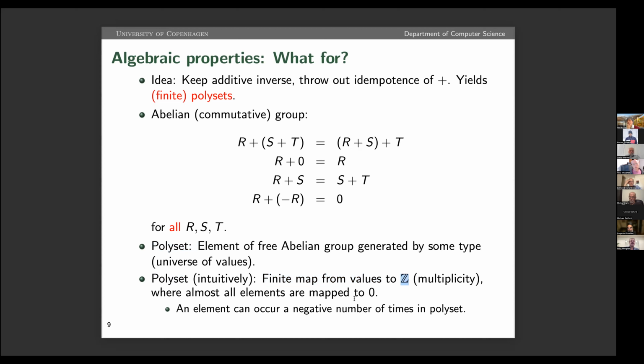And that now all of a sudden means that finite polysets are the ones that are finite in the sense that only a finite number of elements have non-zero multiplicity. And an element can occur in a polyset a negative number of times. Okay, so it can occur -2 times. And if you take the same set with 2 times occurring, you get the empty set. Kind of strange, you could say.